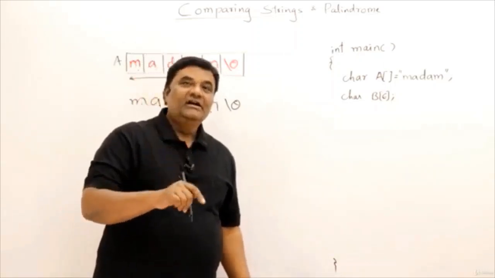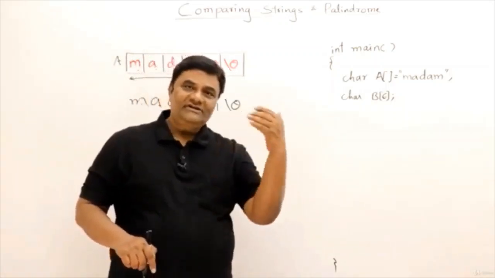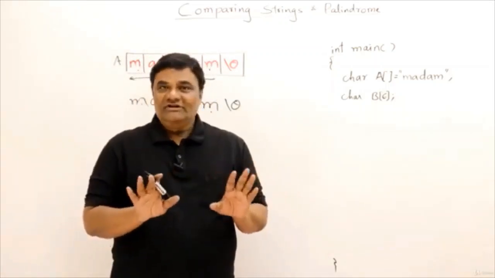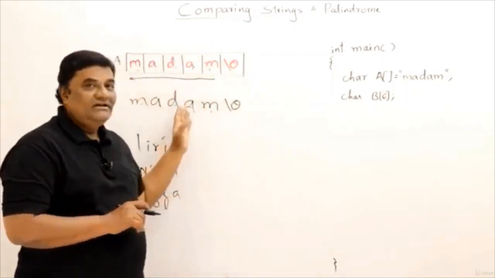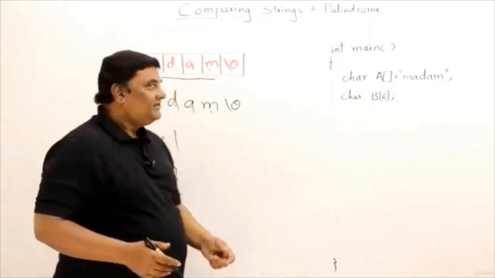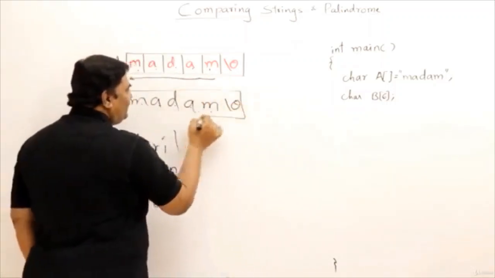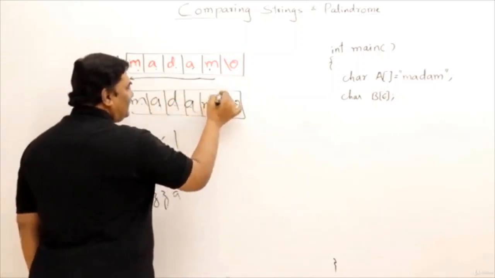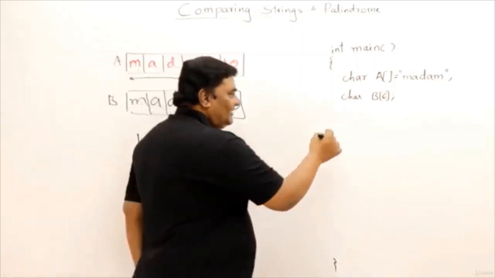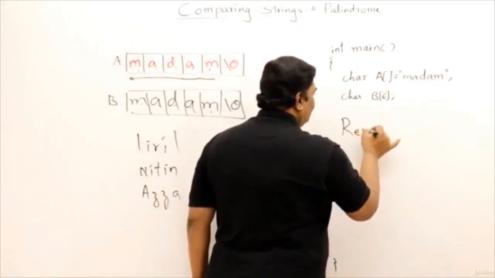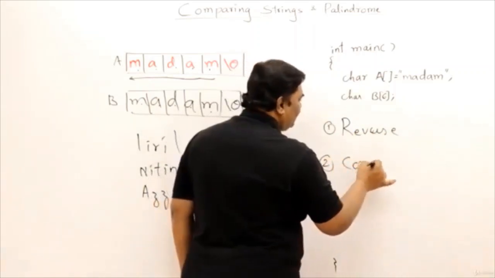We have already seen how to compare two strings and how to know whether they are equal or the first one is greater or smaller. So we don't want greater or smaller, we want whether they are equal or not. So if they are equal, then it's a palindrome. So you take an array A and an array B. In B you copy these elements from A in reverse, then compare them. So reverse and compare: reverse is the first step and the second is compare.